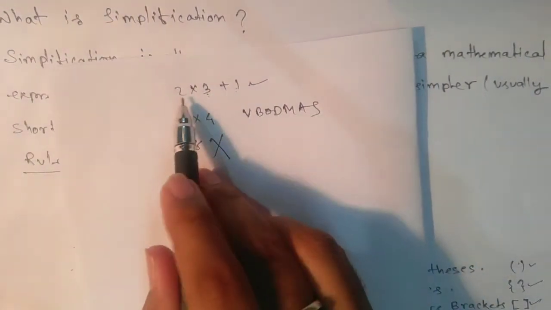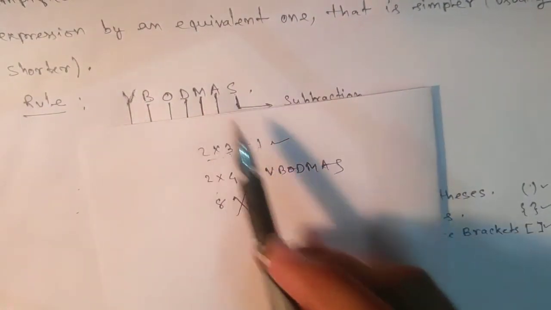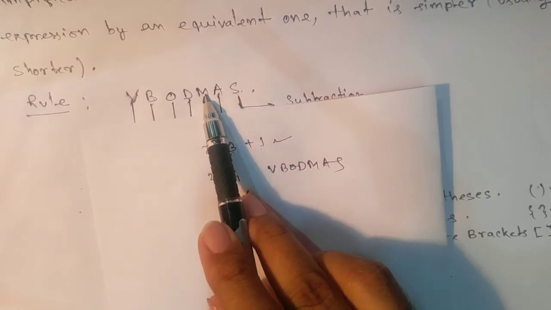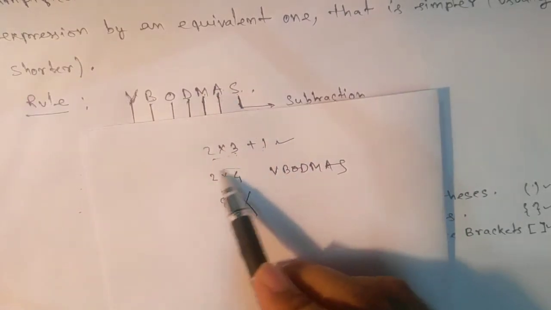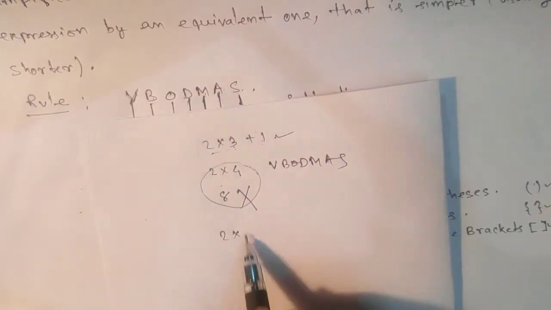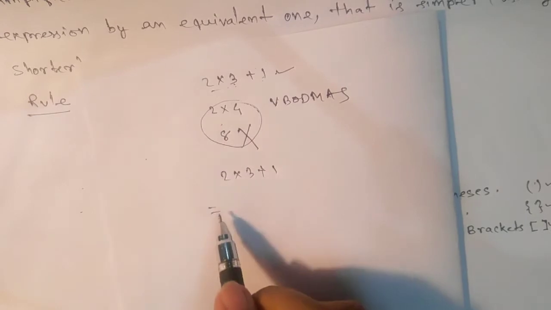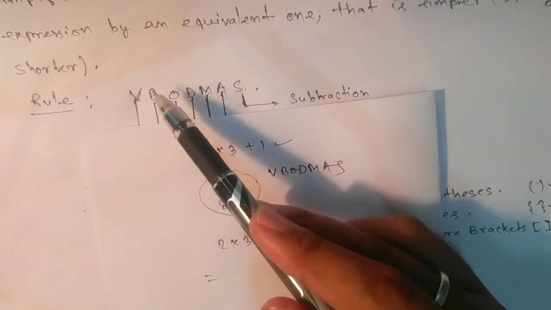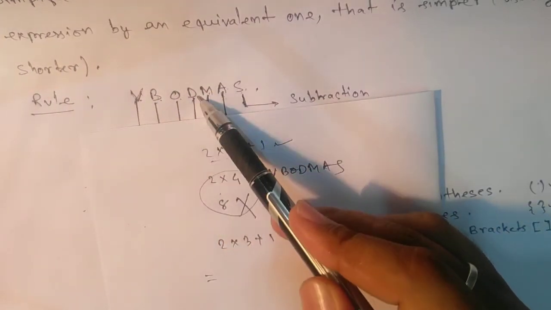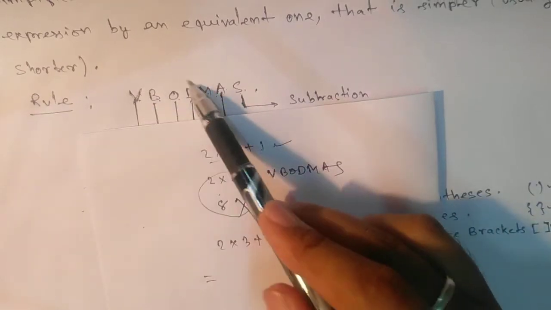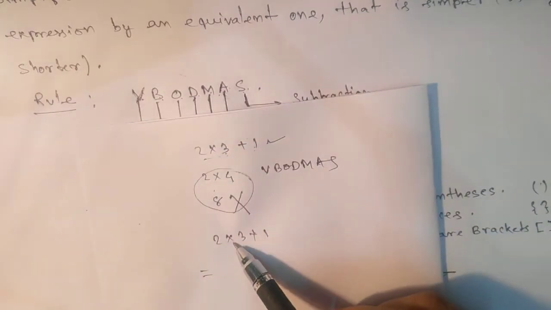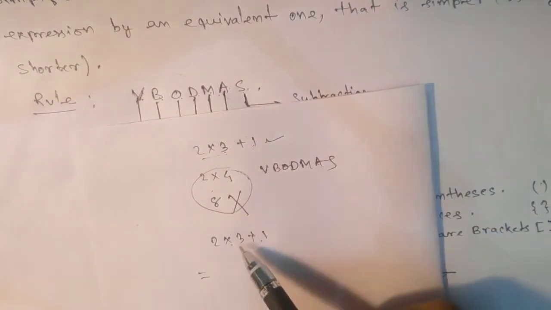Here we have a problem. You can see here MAS, that means multiplication comes first and then addition. So you cannot go with this method. What we're going to do with 2 into 3 plus 1, our first target is to follow this rule. The rule is that first vinculum, then bracket, then of, then division, then multiplication. But out of this you can't see any of these operations here. You can only see multiplication and addition, and you need to compare these two.